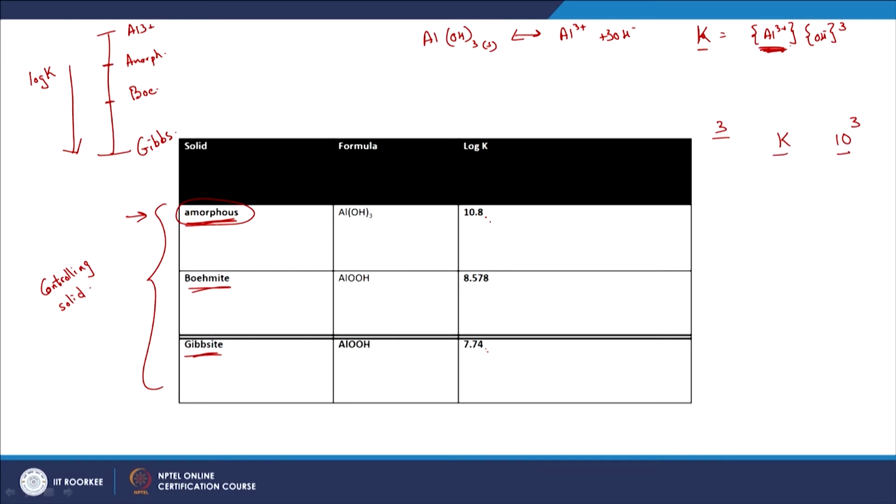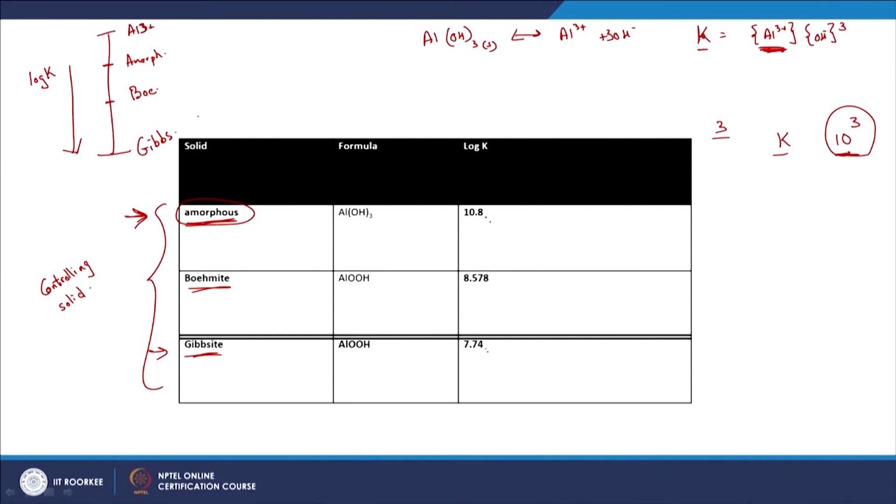So, your aluminum concentration would be lower by 10 power 3 if you choose Gibbsite compared to if you choose amorphous, right. So, if you incorrectly identified Gibbsite as your controlling solid, you would assume from your calculations that the aluminum concentration is 10 power 3 times lower than what is actually present if amorphous form is the controlling solid, right. So, that is what we can understand here, and obviously as you go down this particular ladder, the Al3+ present in equilibrium with the solid, in this case amorphous, then Boehmite and Gibbsite, will obviously keep decreasing, right.